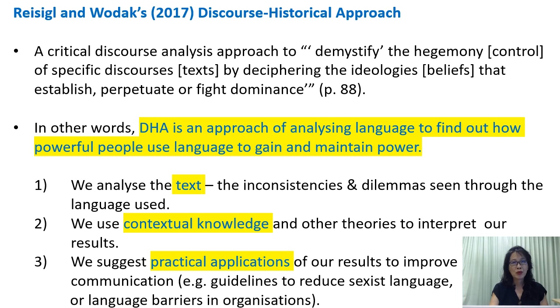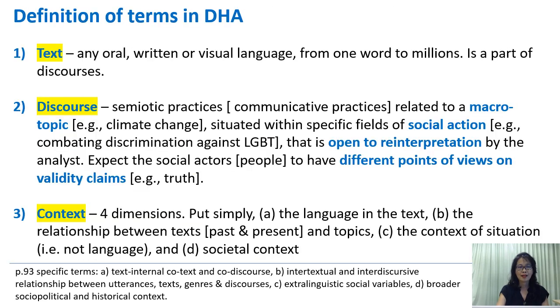So what do we do? We analyze the text, the inconsistencies, the dilemmas inside, and we also use our contextual knowledge and other theories to inform us of what's happening in the text. So based on that, we may suggest practical applications of our results to improve communication, such as guidelines. So before we go into the Discourse Historical Approach, let me talk about 5 terms.